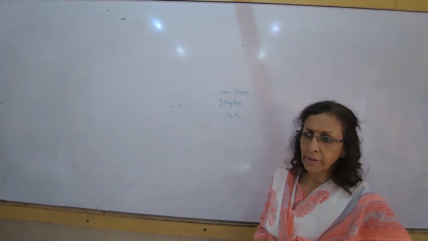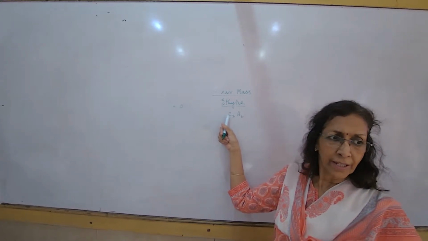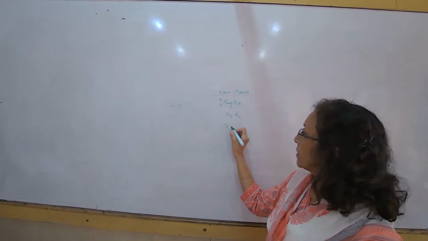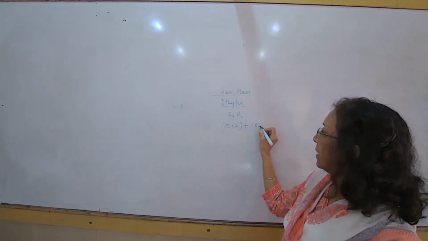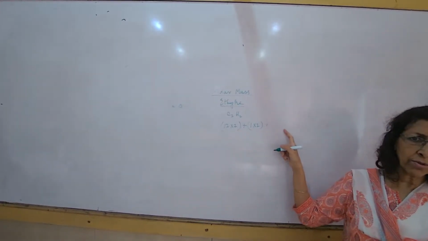Atomic mass of carbon, how much? 12. 12 into 2, because there are 2, so 12 times 2 is 24. And then we add hydrogen. Hydrogen is 1, and there are 2 atoms. So this is 24 plus 2, which is equal to 26.